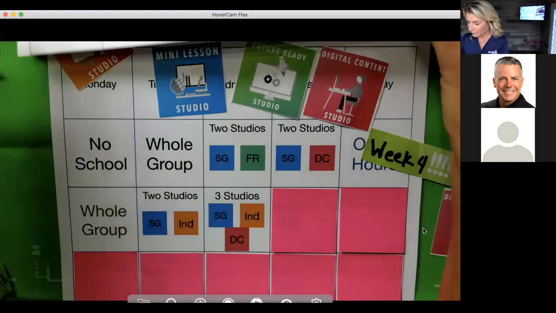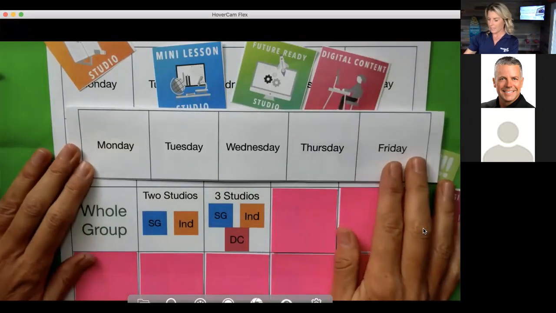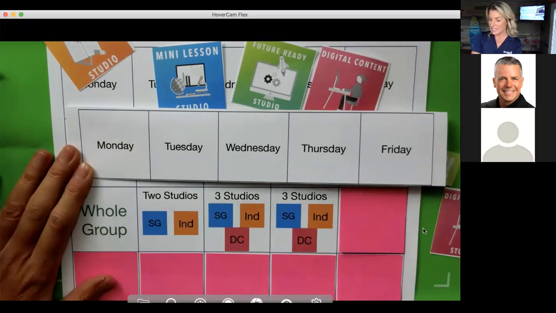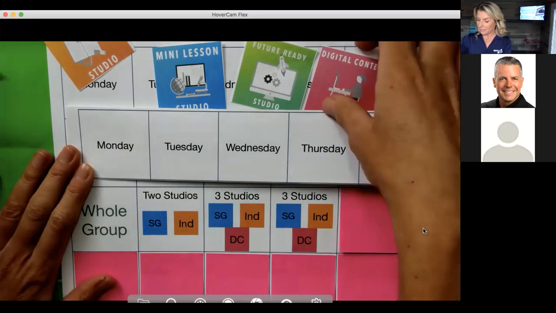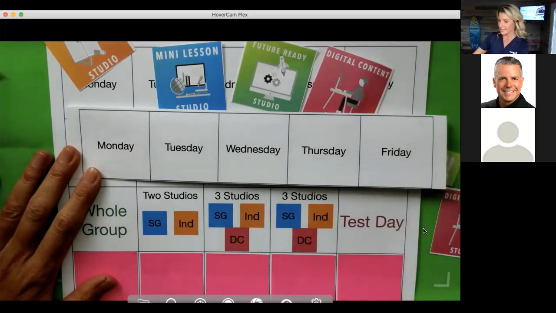All right. We're still in week 4. We're going into week 5 here, okay? So here are our days of the week. We have 3 studios the next day. We're going to be doing independent practice, digital content, as we did before, and voila, test day.